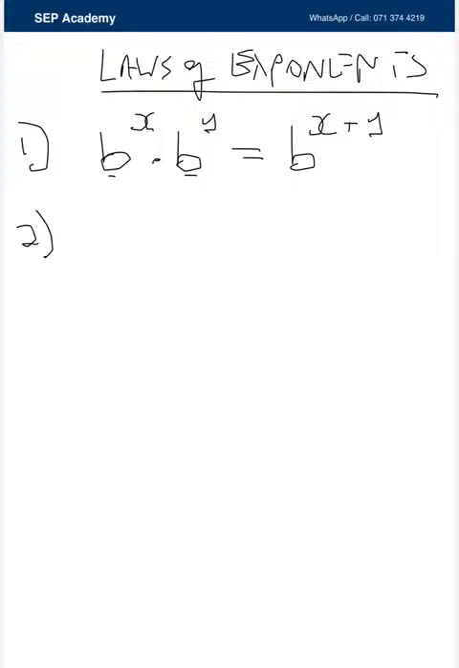So maybe let's talk about law number 2. This one talks about when you divide the same bases. I'm using letter b so that it reminds us of the base. When you have that letter b to the exponent y, which is being divided by that same base b to the exponent x, the law says in this case you are having that base to the exponent of y, this time around you minus that x.